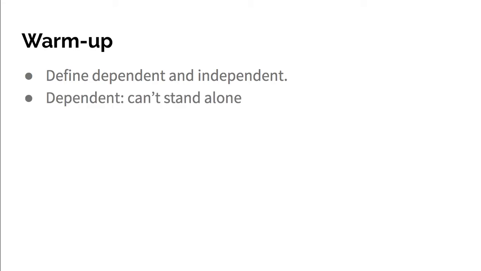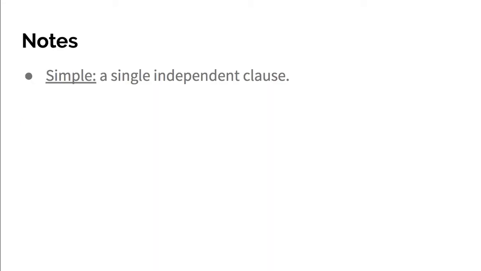You are correct if you said that a dependent clause can't stand alone, and an independent clause can stand alone. All right, so I'm copying these definitions straight from the book. A simple sentence is a single independent clause, and here's my example. I like cheese. We've got a subject and a verb. I like, what do you like? Cheese.